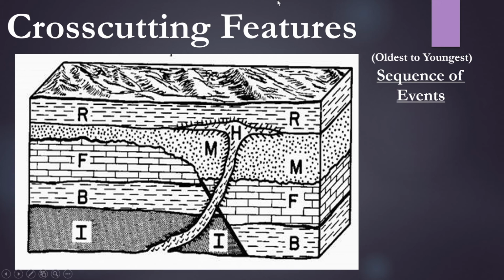Now this one's really complicated. If you want to pause the video and try and figure out the order of events by yourself, you can. This one's very, very challenging, because there are a lot of things happening. The very first thing is I. Layer I was deposited. Then B. Then F. That's easy, right? Because that's the law of superposition. So bottom to top.